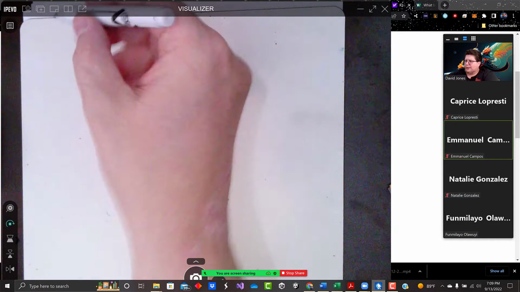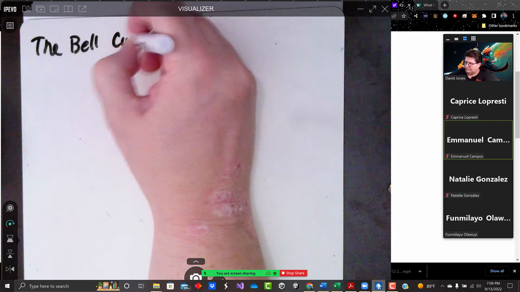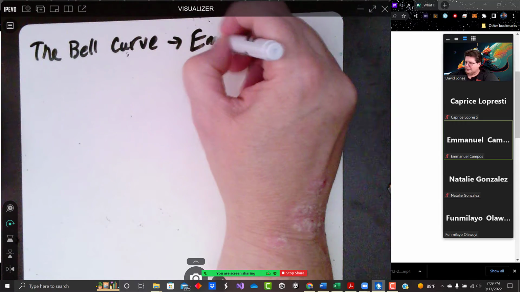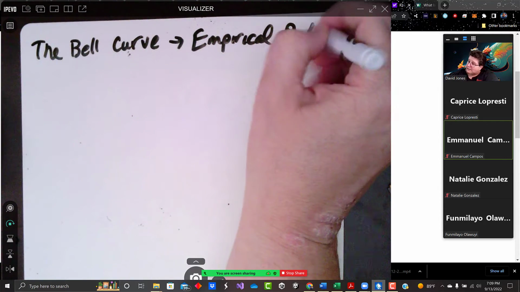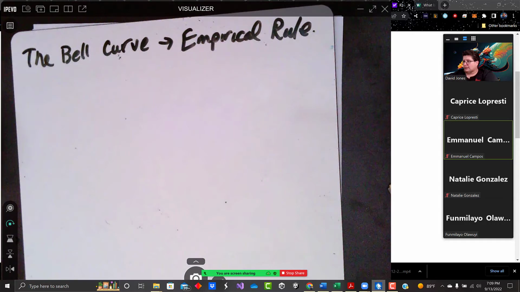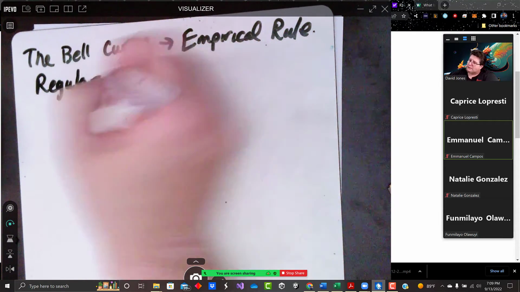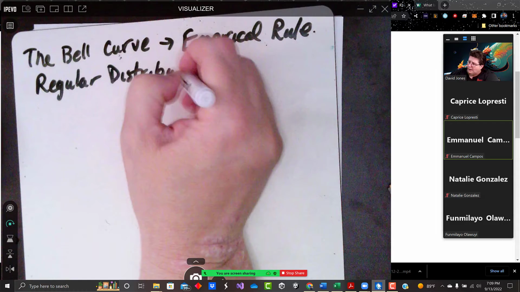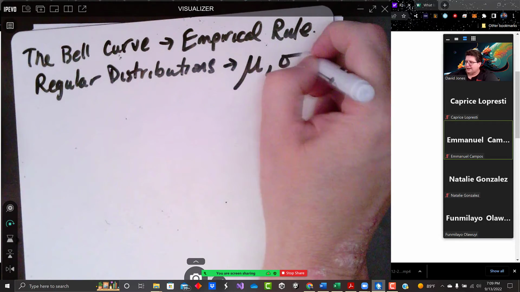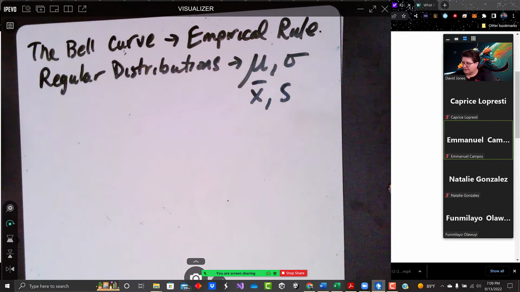So we've been doing this bell curve, or it's the picture we use in the empirical rule, which I just had up. We use this a lot for things that are regular, like regular distributions. It's good for using the mean and standard deviation. So X bar and S for samples, mu and sigma for populations.